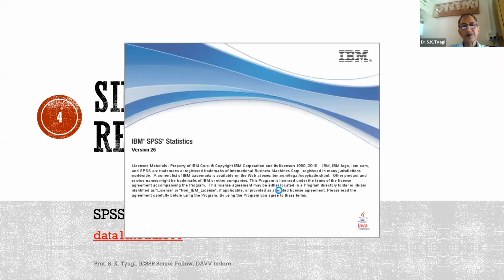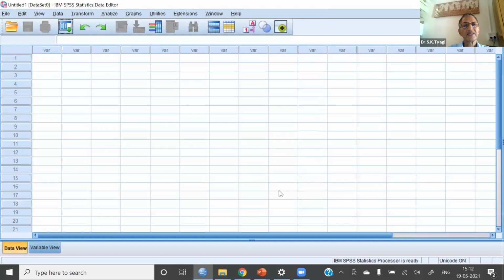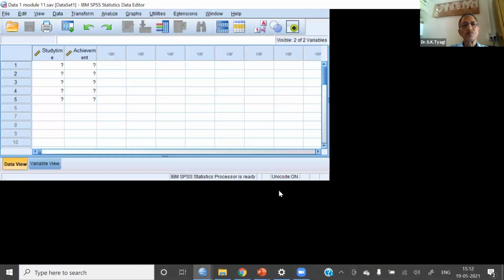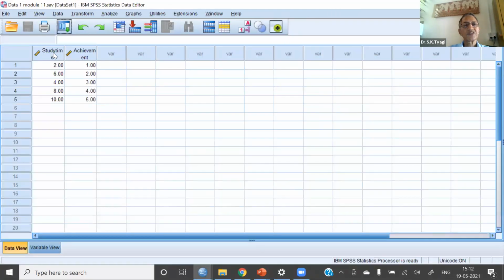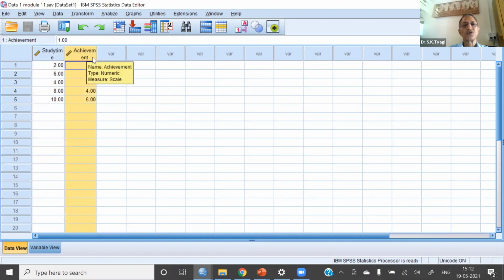So we have two variables, and those two variables are entered in columns as variable 1 and variable 2. Variable 1 is study time, the number of hours a student studies per day, and achievement in a test, say out of 5 or out of 10, whatever it is. So this is the data.